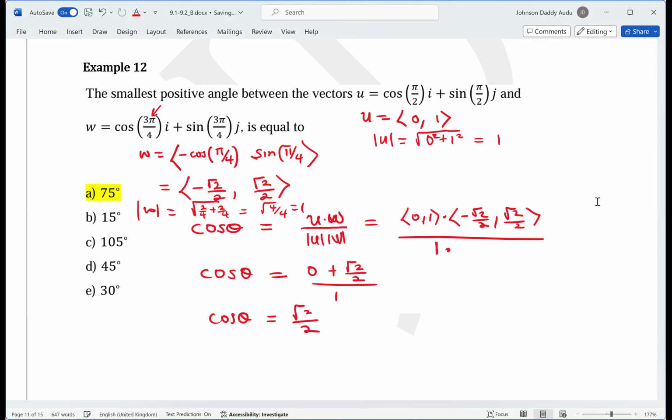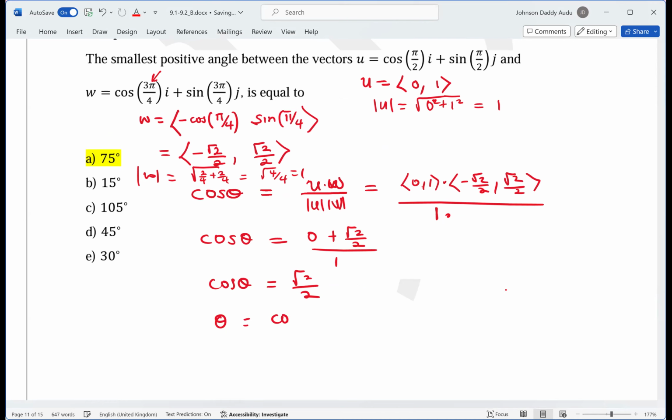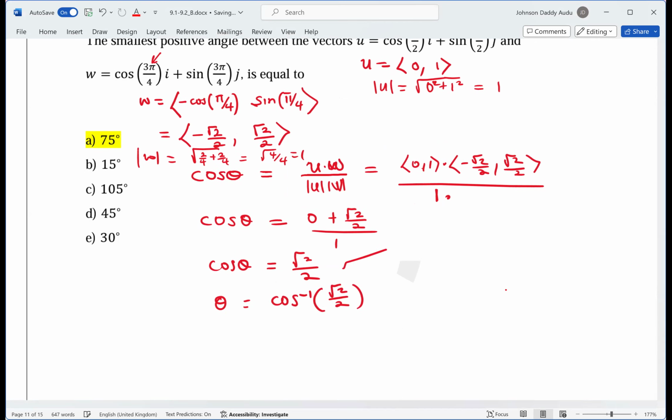Yes, so what does that mean? It means that theta is cosine inverse, right, of root 2 over 2. And we know how these things work. This will be in which quadrant? Cosine is positive either in the first or in the second quadrant, right? In the first or in the what? In the fourth quadrant. But cosine inverse can only be in the first or in the second quadrant. So it means definitely we are in which quadrant?